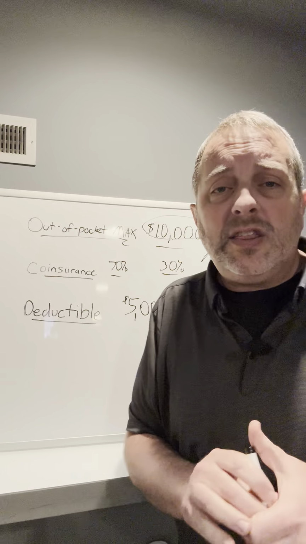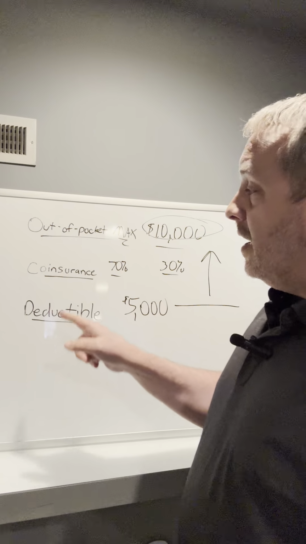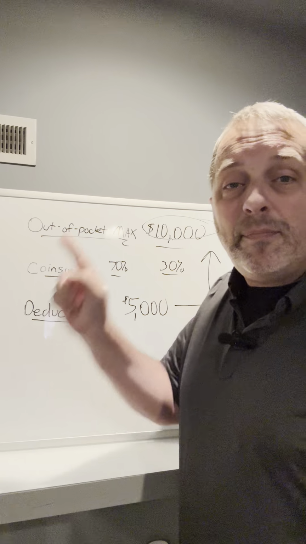And that's why when you look at a health insurance plan, the most important number is not the deductible. It's not the coinsurance. It's the out-of-pocket maximum, because that's your worst case scenario. If you understand those three things, it'll help you go a long way to understanding what your options are.